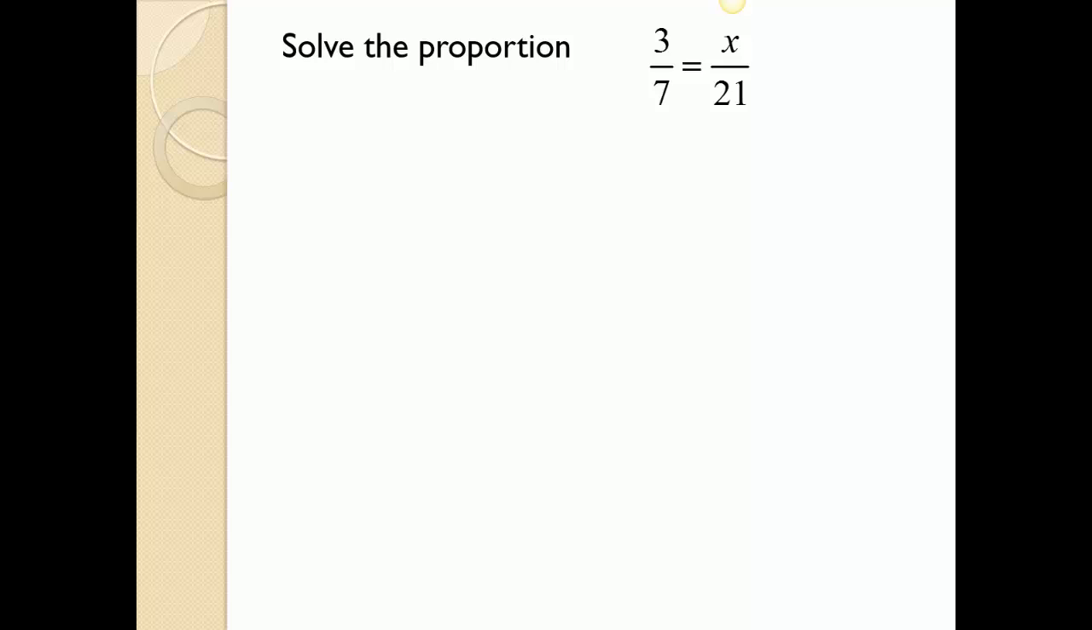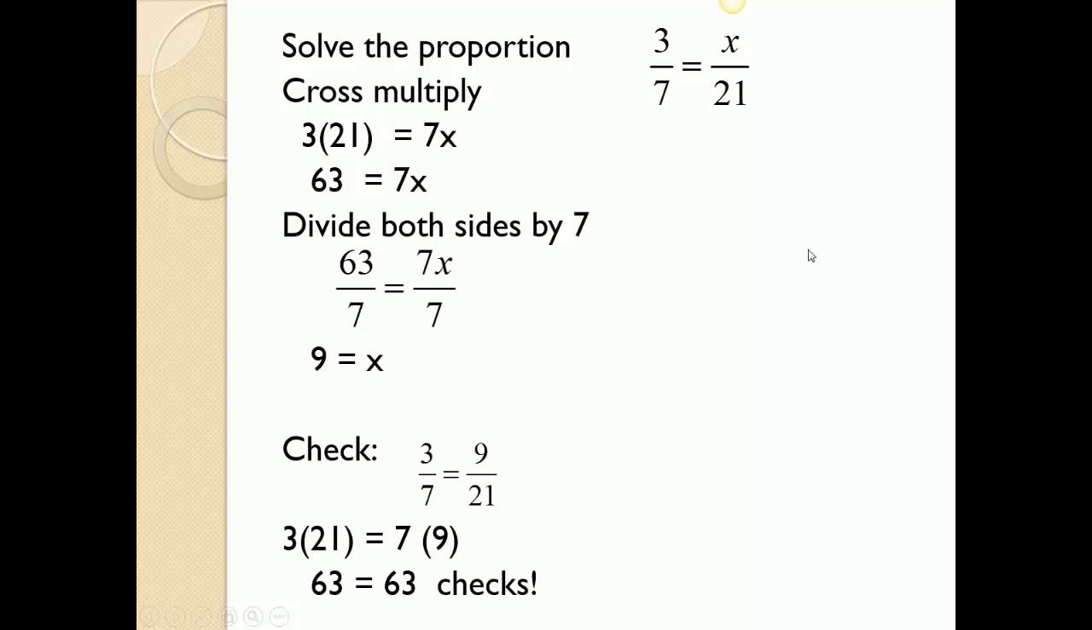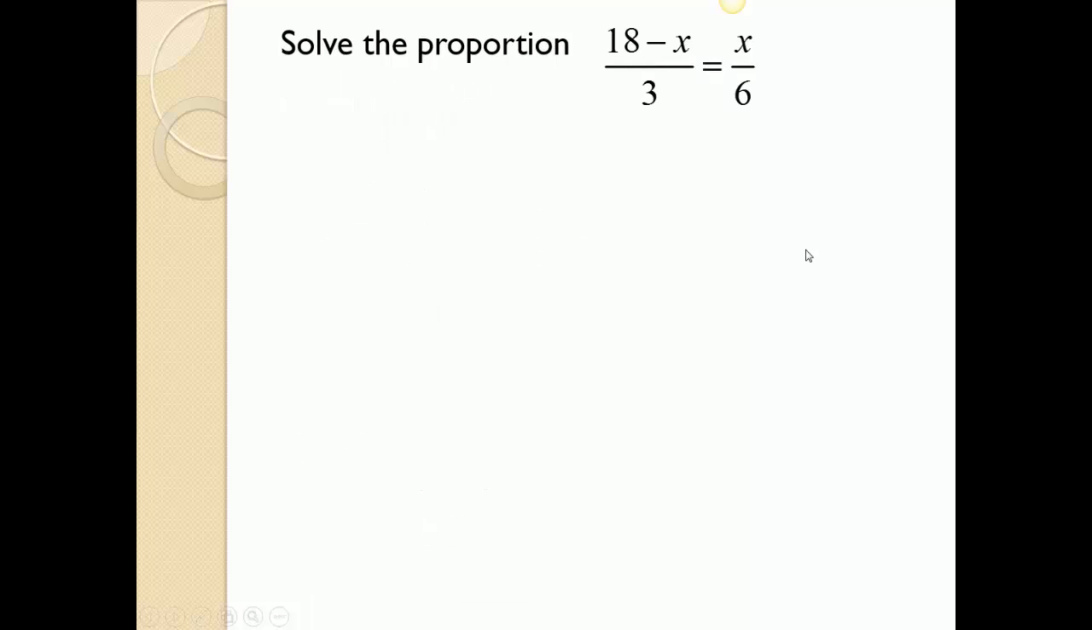So here's a proportion that's given to you, and we want to solve for x. The first thing we're going to do here is cross multiply. So 3 times 21 equals 7x. And then we're going to divide both sides by 7. And so x equals 9. And then we can check. And that checks. Okay, let's try another one.